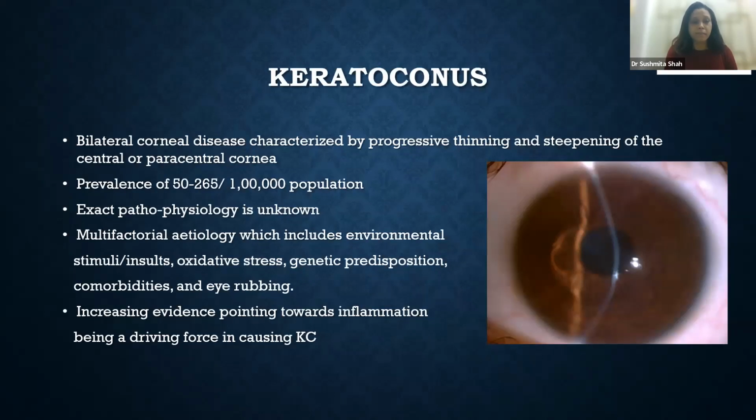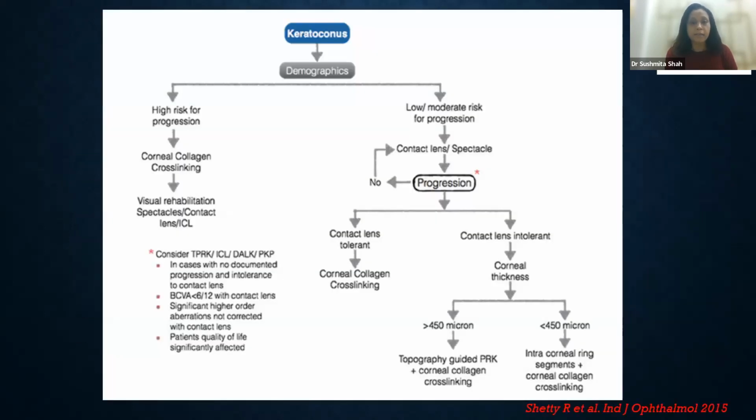Keratoconus is a bilateral corneal disease characterized by progressive thinning and steepening of the central or paracentral cornea, and has a variable prevalence of about 50 to 265 per 1 lakh population. It's considered to be more in the Asian population as compared to Caucasians. The exact pathophysiology is unknown, and it is of multifactorial etiology which includes environmental stimuli or insults, oxidative stress, genetic predisposition, comorbidities, and eye rubbing. Although considered a non-inflammatory condition, there is increasing evidence pointing towards inflammation being a driving force in causing keratoconus.